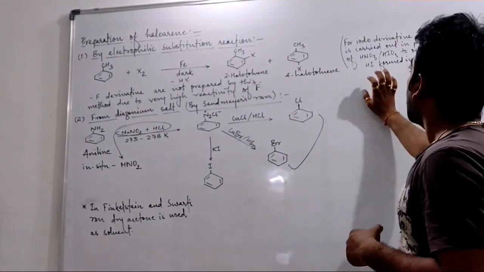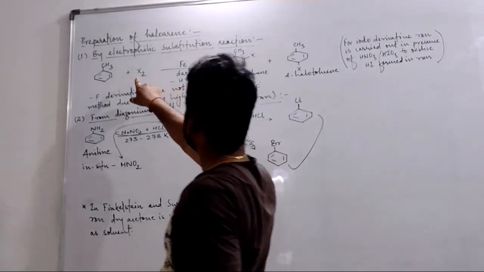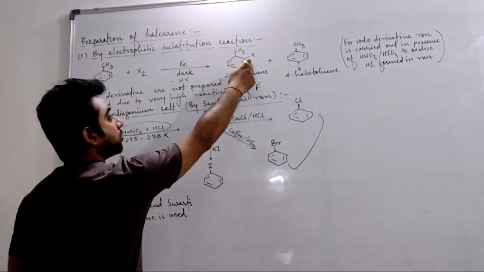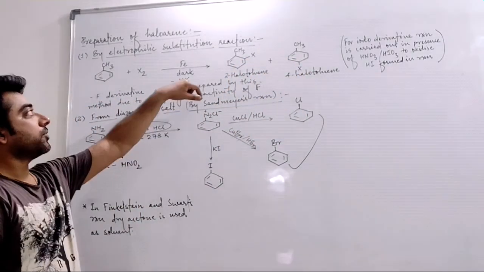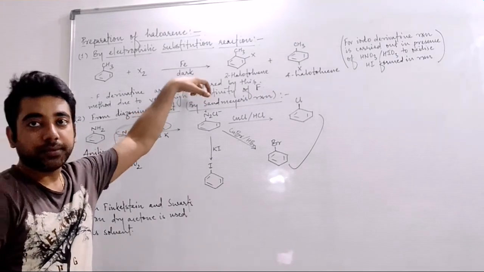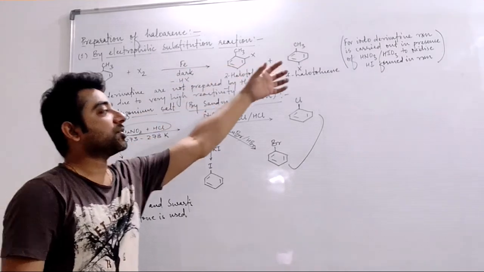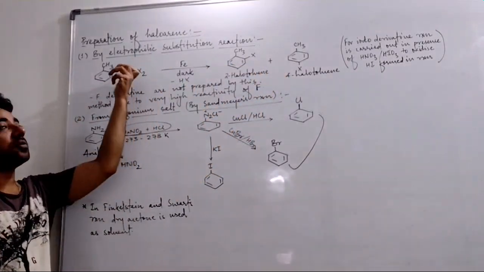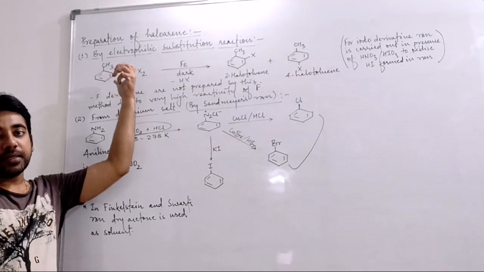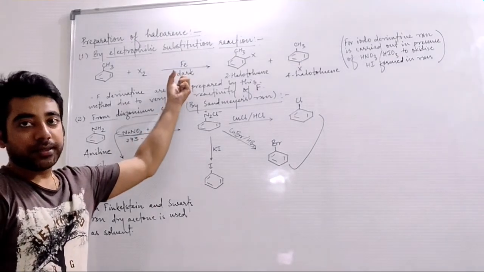And for iodo derivative, when the reaction takes place with iodine, you will be getting 2-iodotoluene and 4-iodotoluene. But with that you will also get hydrogen iodide. That hydrogen iodide will make the reaction reversible. It will further react with these and convert them back into toluene. The reaction will become reversible due to that hydrogen iodide.